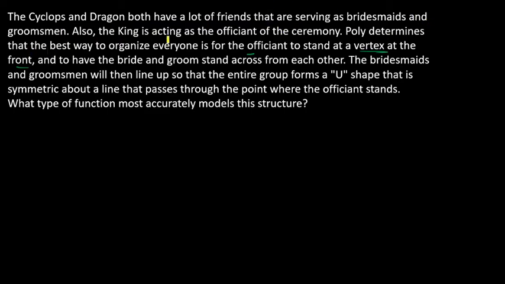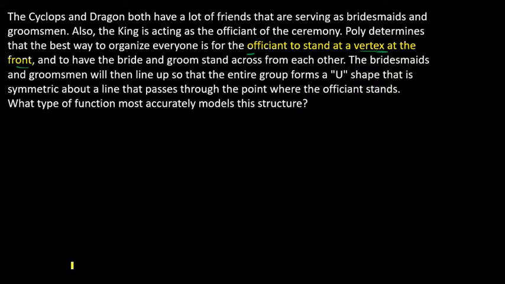Polly determines that the best way to organize everyone is for the officiant to stand at the vertex at the front and to have the bride and groom stand across from each other. The bridesmaids and groomsmen will then line up so that the entire group forms a U shape that is symmetric about a line that passes through the point where the officiant stands. What type of function most accurately models this structure?